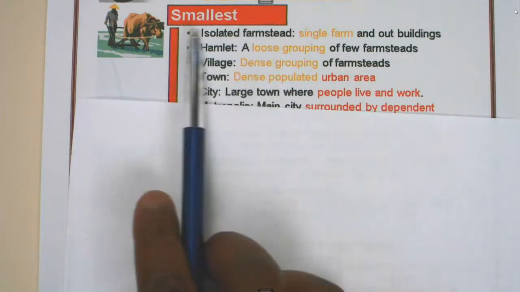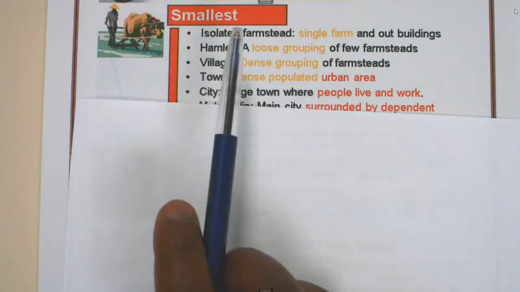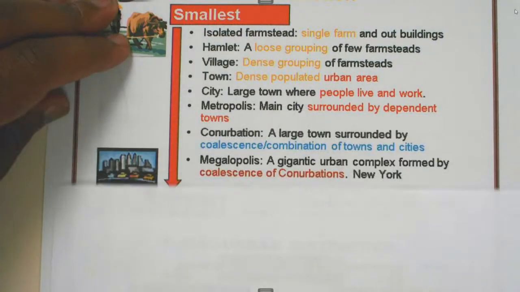So we move to the next classification of settlement. There are four ways in which settlements are classified. The first one is according to size and proximity, from the smallest to the biggest, and also according to function, as you can see here.